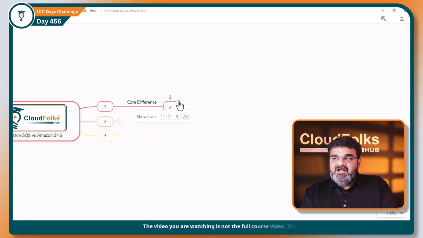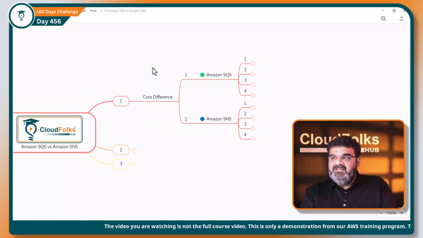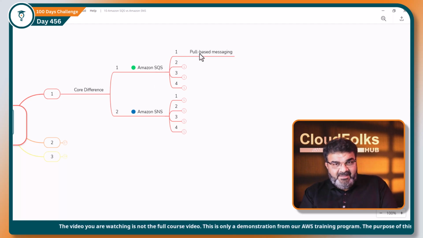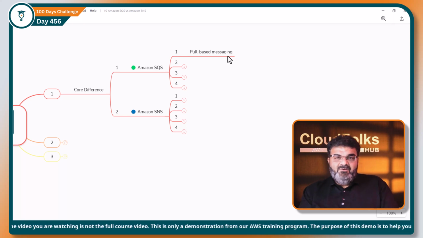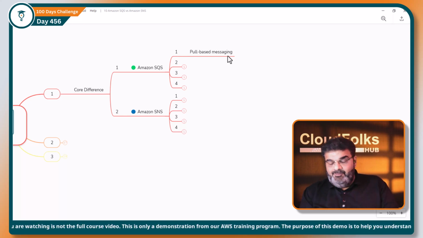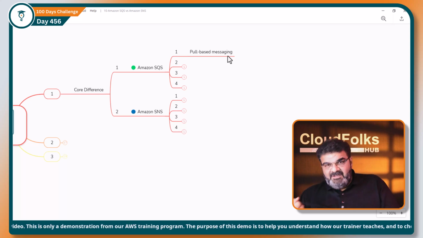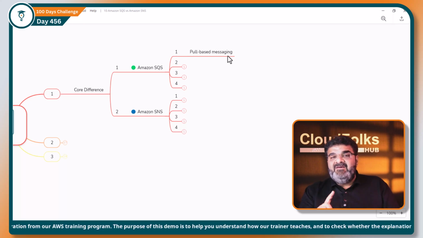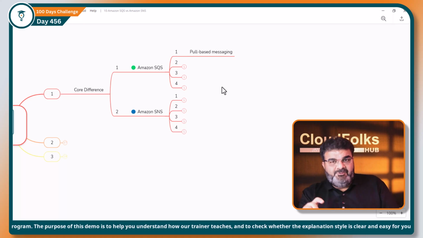First of all, we are going to start with the core difference. Here I have a total of 4 points. First, SQS is pull-based messaging. SQS always stores messages in the queue. Whenever a consumer wants to process a message, it is going to pull it from the queue and process it. It means SQS will never broadcast any message. It is always storing messages in the queue.